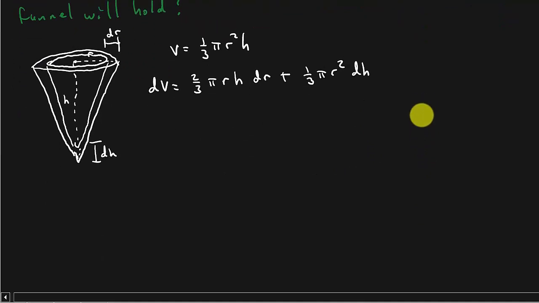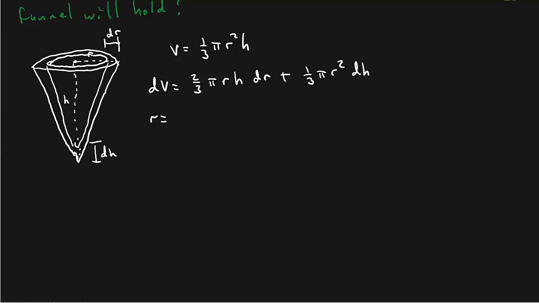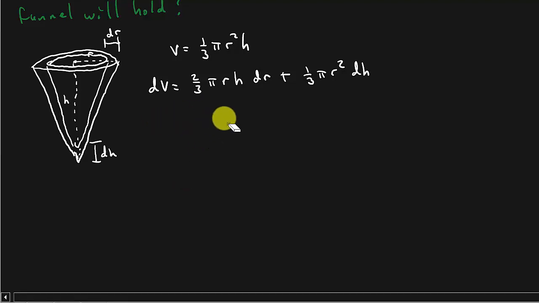All right, so what do I have to do here? Well, I got to figure out what dV is, so I need to know r, h, dr, and dh. That's all the stuff I need to know. So we've got r is equal to what? r is 5. That's what it was originally, right? So r is equal to 5, and then I have dr is what?